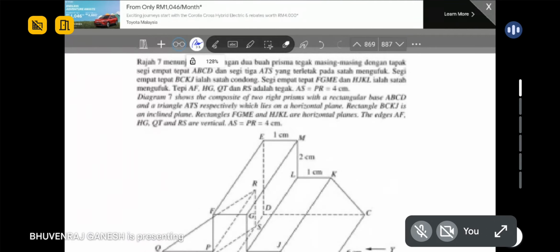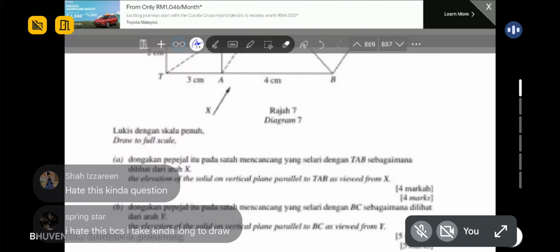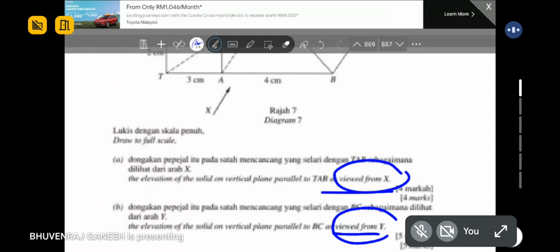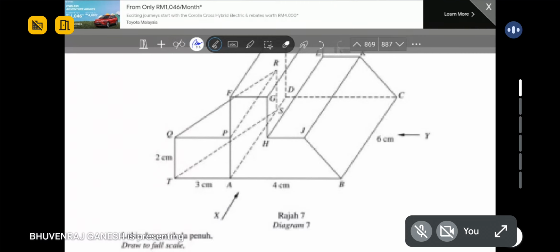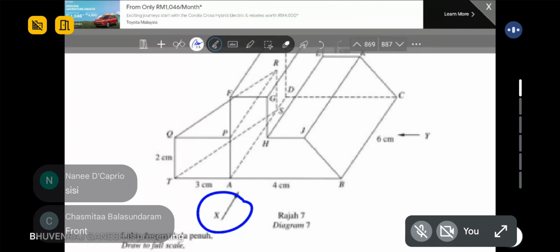So you must know how to draw. Kamu kena tahu macam mana lukis. Very simple. They say from X and from Y. For X, guys, X is front, plan, or side. I'll teach you how to do the question. For X, hadapan, sisi, atau plan? What do you guys think? Front elevation, side elevation, or plan?